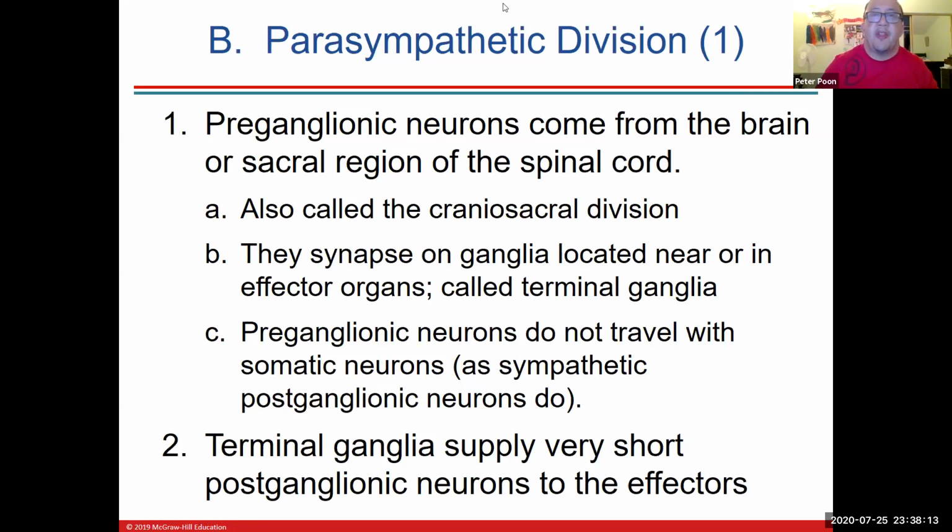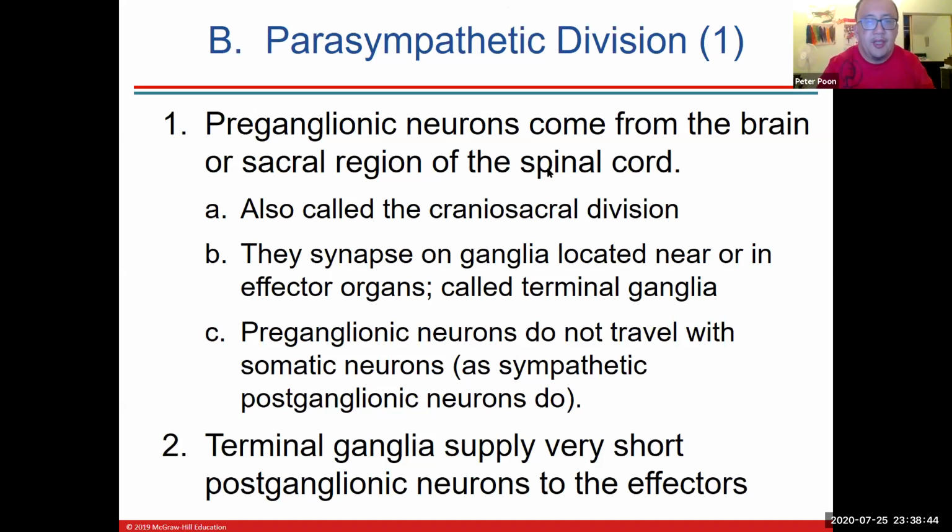The parasympathetic division is known as the rest and digest division. They're also called the craniosacral division because they come from either the cranial nerves or the sacral nerves. Now this division is your rest and digest division. So when you're resting and digesting, you actually have time.